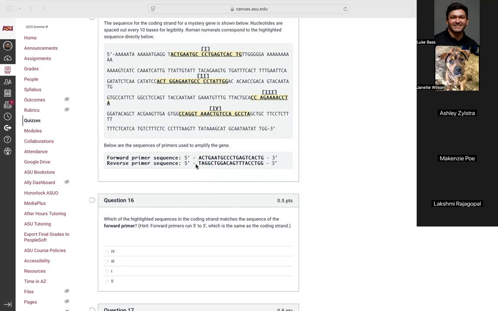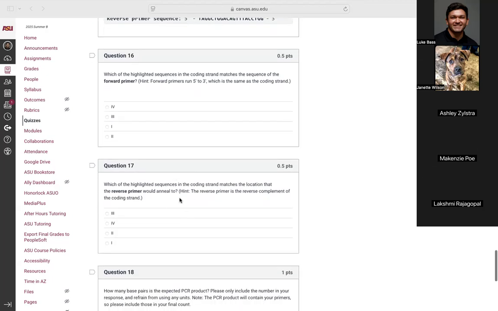Because in your brain, you have to almost flip the reverse primer sequence 180 degrees, and then find a complement to that. So ultimately, like I said, you'll be finding the complement of this reverse primer sequence and then going right to left, matching it to one of these highlighted sequences. Okay, so then that'll be 17.